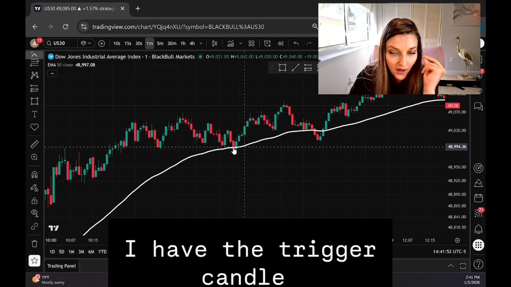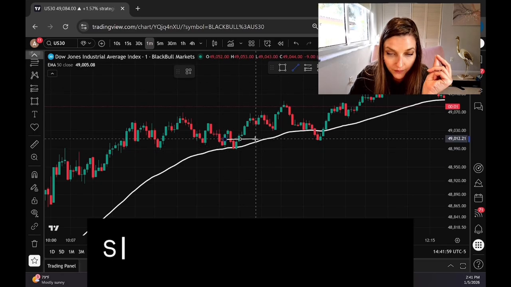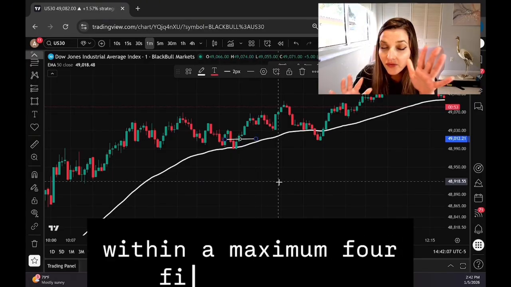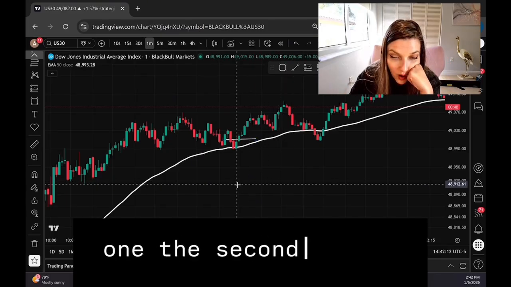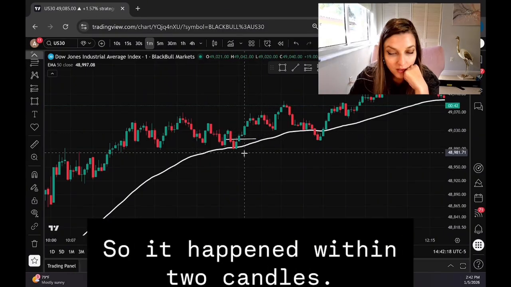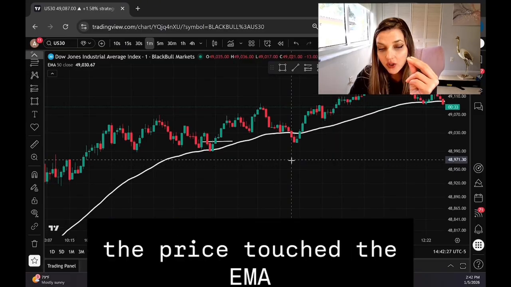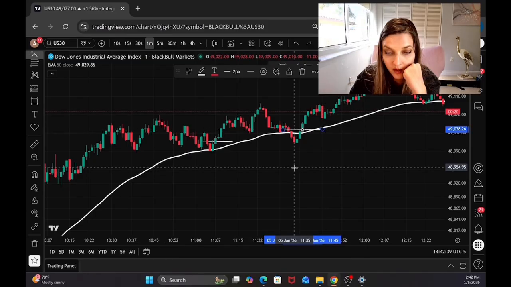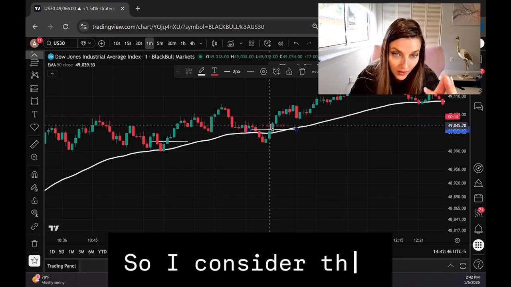So here we go, this example right here. I have the trigger candle. I'm marking the high because the price is above the EMA. So the rejection must happen within a maximum of 4-5 candles. In this case, it happens in one. The second candle already broke the high, so it happened within 2 candles. Here's another example. The price touched the EMA. Let's mark the high. The rejection: 1, 2, 3. The fourth already broke it, so I consider this a rejection.